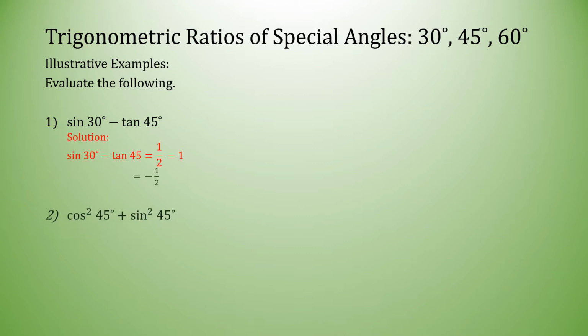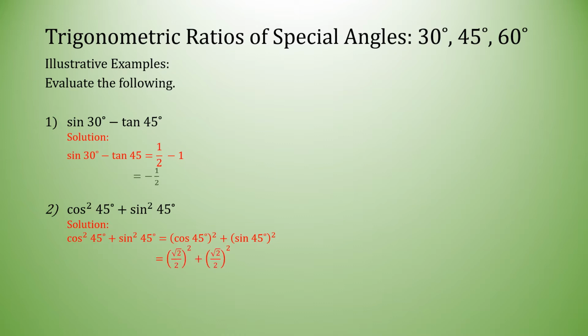Next is example 2. We have cosine squared 45 degrees plus sine squared 45 degrees. So to get the value of these, we can write the expression as cosine 45 degrees raised to the power of 2 plus sine 45 degrees raised to the power of 2. So we get the value of cosine 45 degrees.